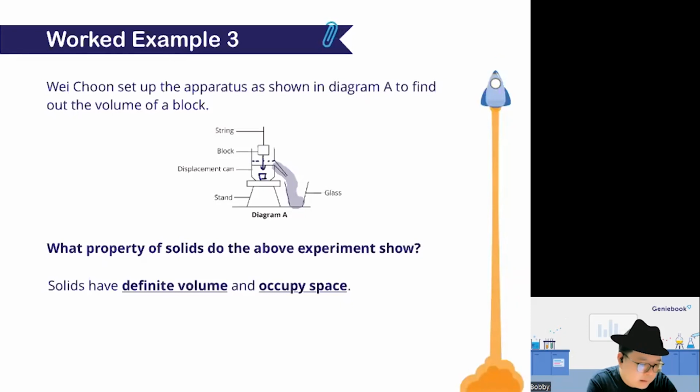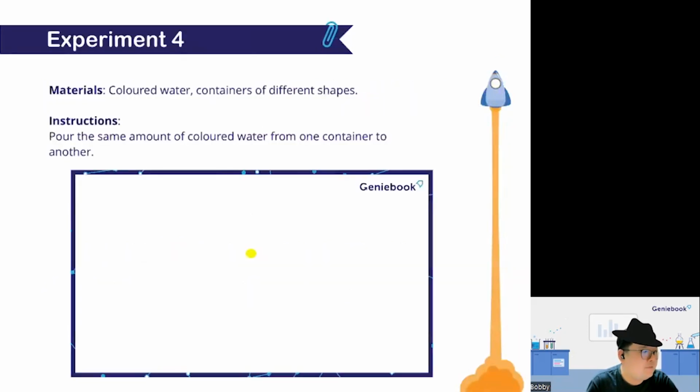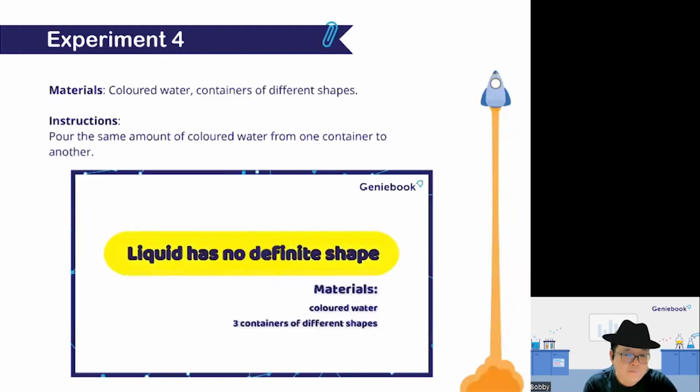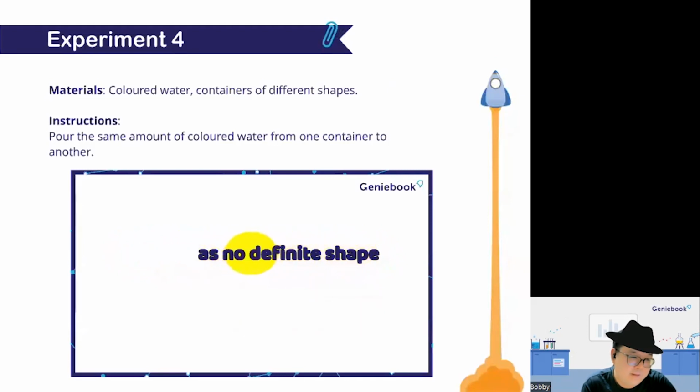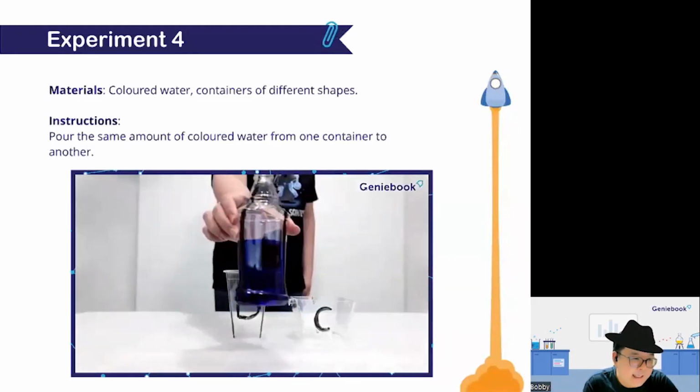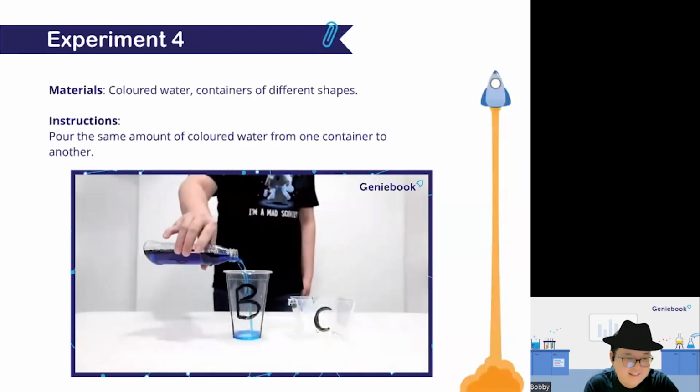Okay, so now we have another video. And this person seems to be wearing a pretty interesting shirt. Okay, water has no definite shape. Let's take a look at how this experiment proves that water has no definite shape. Apparently a cat is going to be showing this experiment.